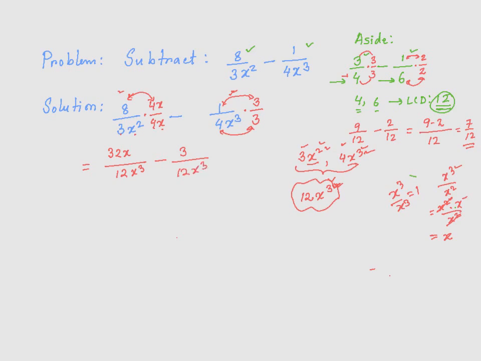Now I have the same denominator, so I could combine these terms. It's going to be 32x minus 3 over 12x cubed. And that's, by the way, your answer, because you cannot simplify any further. So if you subtract this 1 over 4x cubed from 8 over 3x squared, you will get this, 32x minus 3 divided by 12x cubed. I hope that this discussion was helpful.